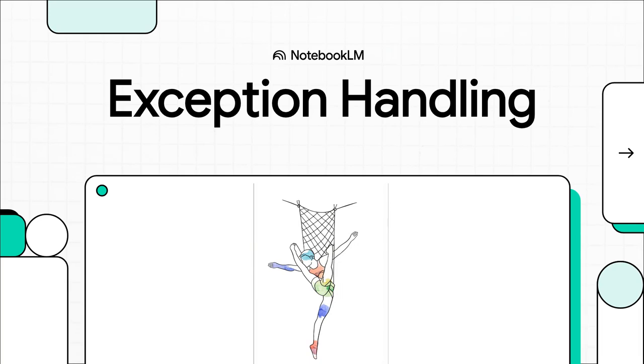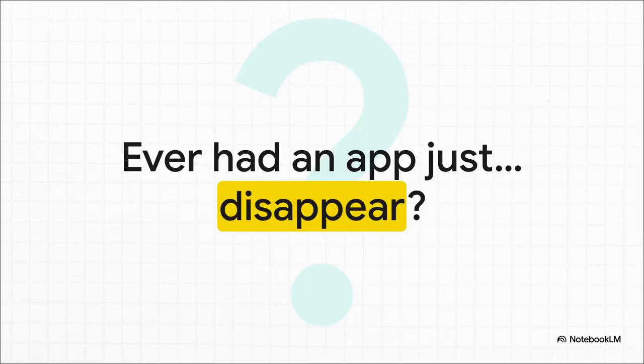Welcome to the Explainer. Today, we're going to talk about something that is absolutely essential for making software that doesn't, well, break. It's called exception handling, and it's the invisible hero that keeps your favorite apps from crashing. So let's start with a moment we've all been through.